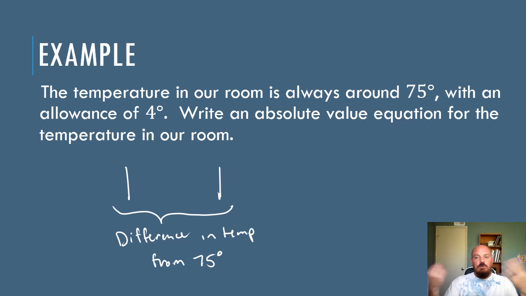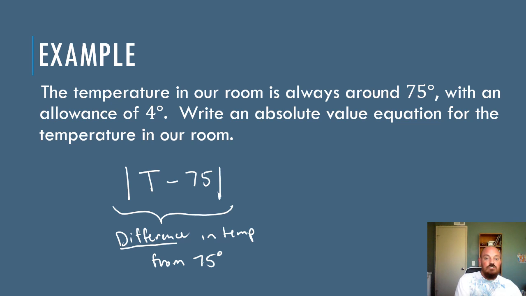So let's talk about our variable. You can do x. I'm actually going to use t for temperature. I'm going to say my variable in this problem is t. Now, to figure out how far away from 75 degrees we are in the classroom, I can take that temperature and I can subtract 75. Remember, the word difference actually means subtraction. So the difference in temperature means the actual temperature minus 75.